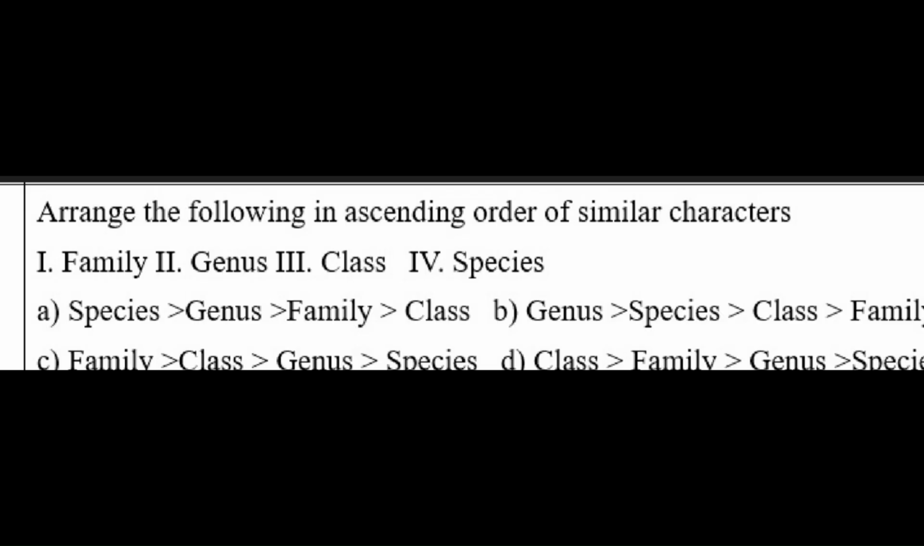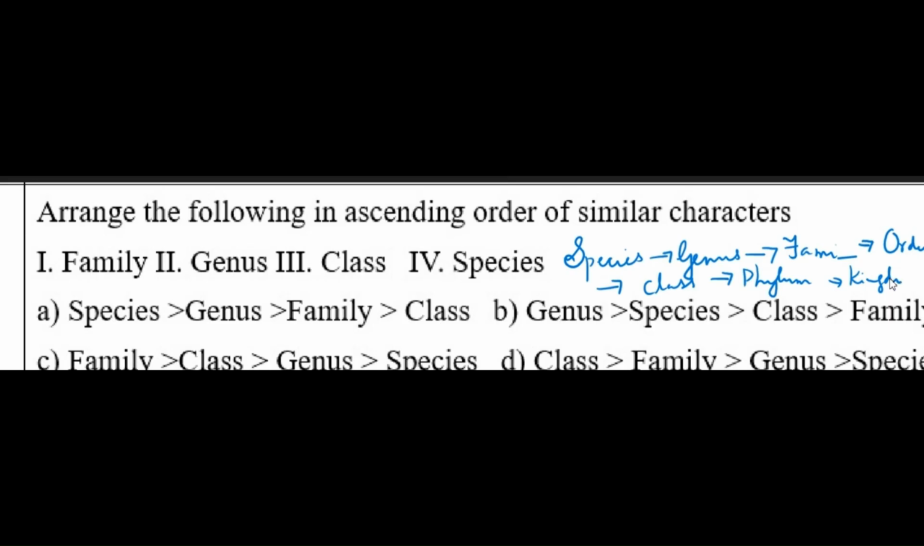So the taxonomic hierarchy goes like this. Species comes first, then comes genus, and then comes family. After family comes order, then comes class, then phylum, and last is kingdom. This is how the hierarchy is.